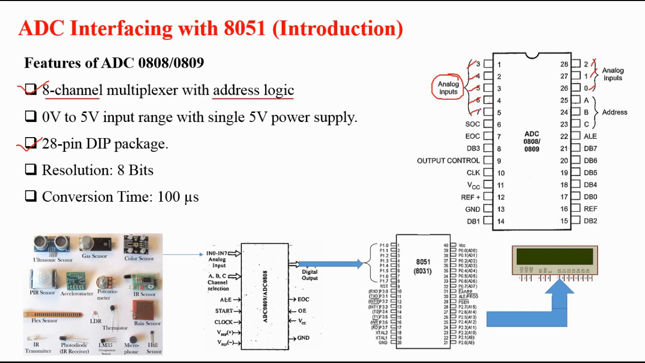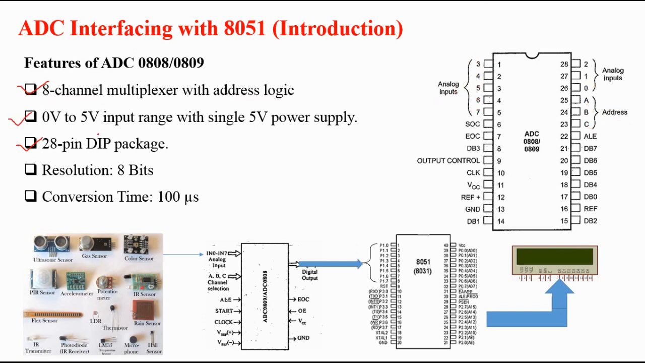It means that out of the 8, which channel is to be selected is decided by this address logic available at this point. So here A, B, C, those are the 3 pins available. 2 raised to power 3 gives you 8. So those 3 lines will help us select any one line out of those 8 lines, the 8 analog input lines.